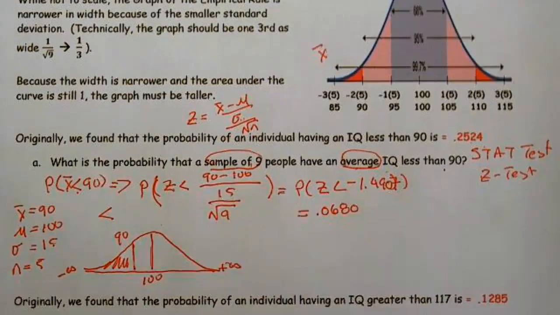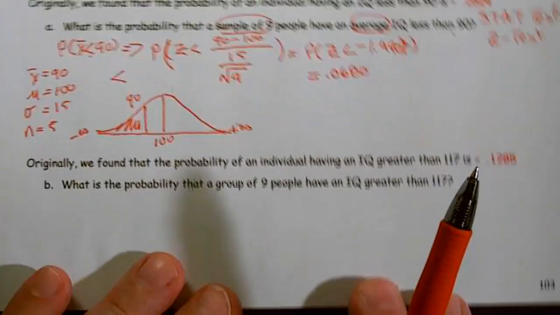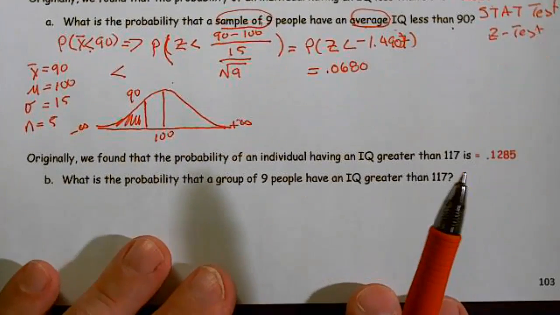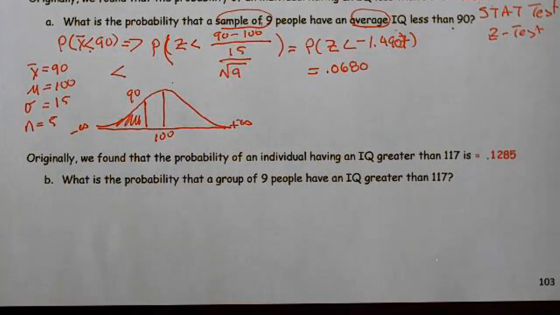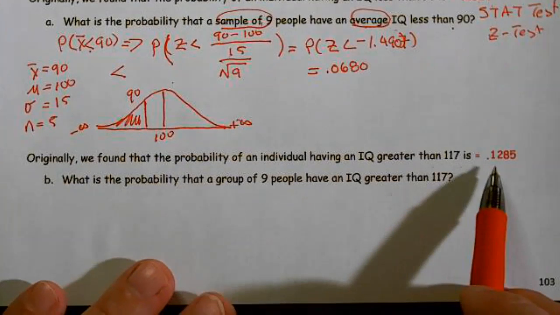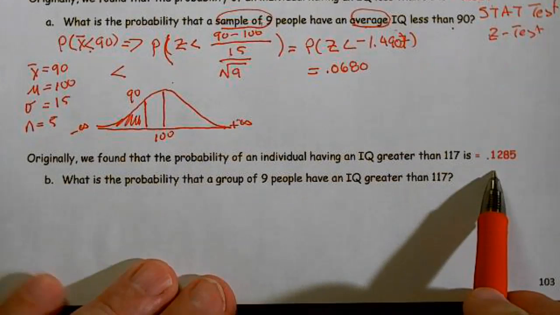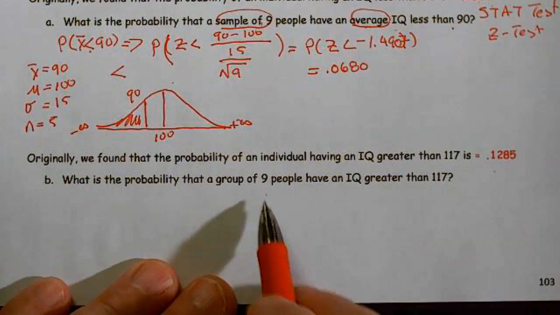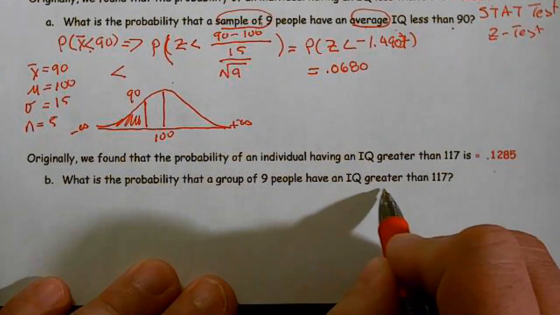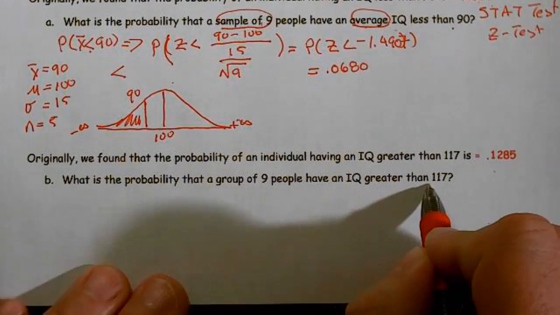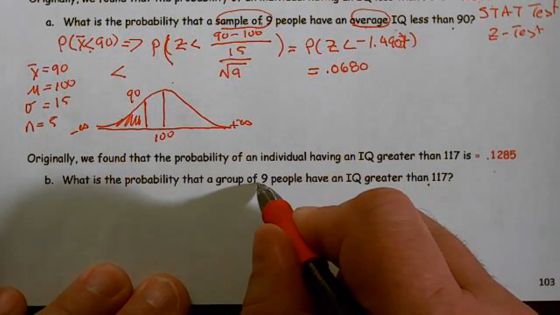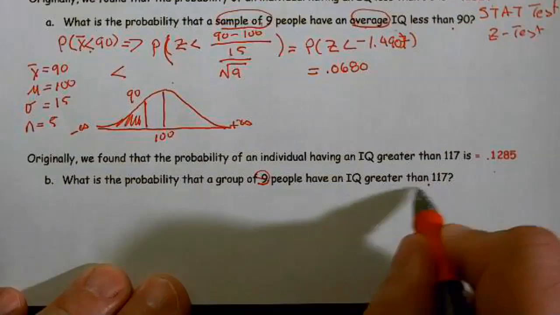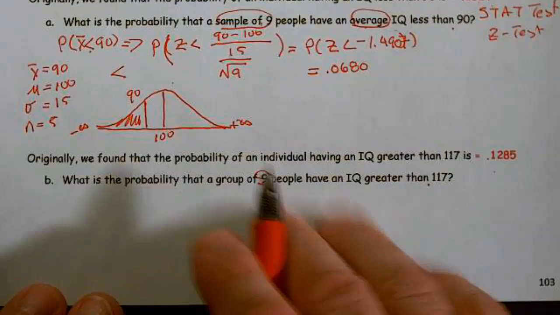So let's try it again. Originally, we found that the probability of an IQ greater than 117 is 0.1285. We calculated that on the first page. What's the probability a group of 9 have an IQ greater than 117? All right, so they want to know that the average of that group is greater than 117.